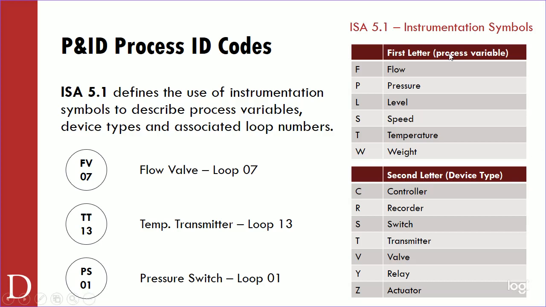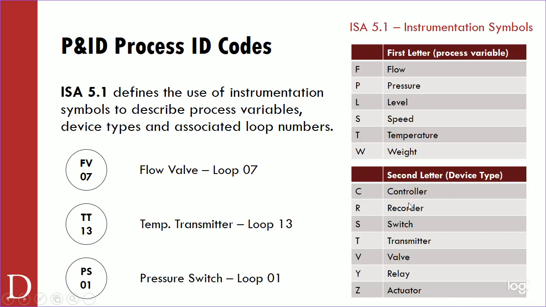So the first letter is going to signify our process variable. Like F is flow, P is pressure, L is level, S is speed, T is temperature, and W is weight. And I think there's actually like 30 or 40 letters that are available to us. It's not just limited to these 6, right? Then the second letter is going to tell us our device type. And also, by the way, in ISA 5.1, you can have more than 2 letters too. So again, realize this is a little simplified model of what we're talking about, but very true to this day. So the second letter is going to be the device type.